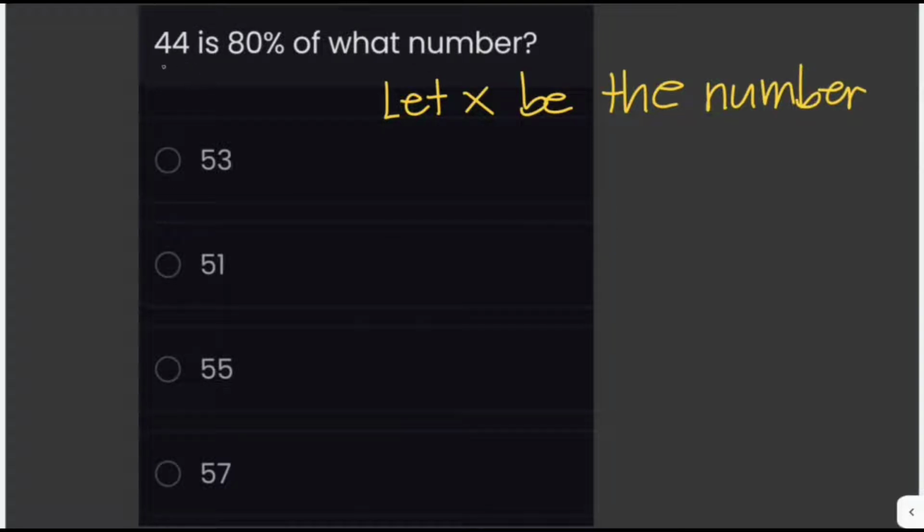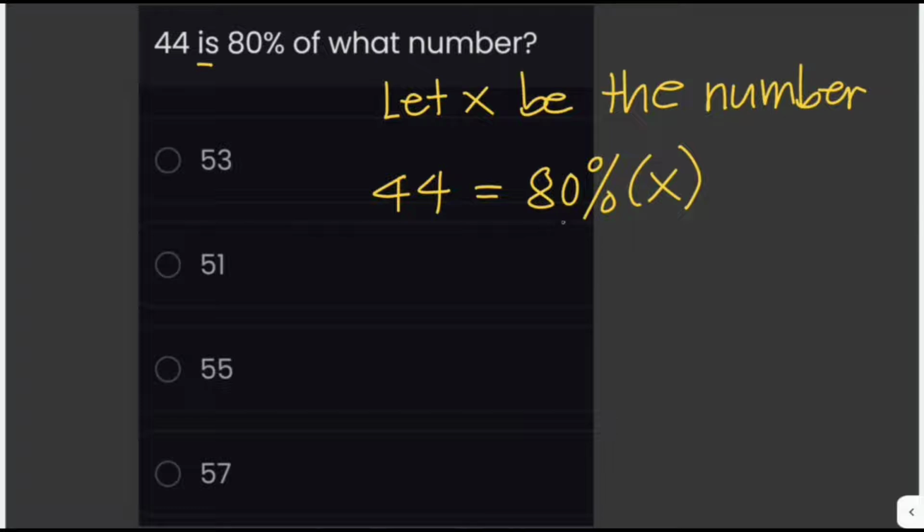We can write this mathematical sentence as a mathematical equation. So it says 44 is, which means equals, 80% of what number? So we let our number be x, so that is 80% of x, and then we convert 80% to a decimal. We just have to divide 80% by 100, and this is just equal to 0.8.